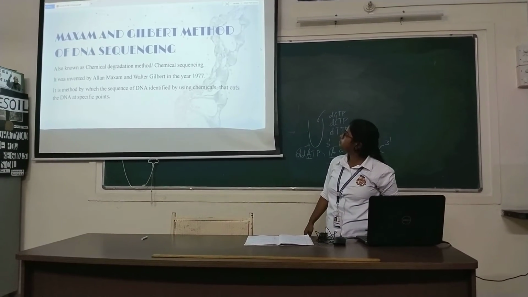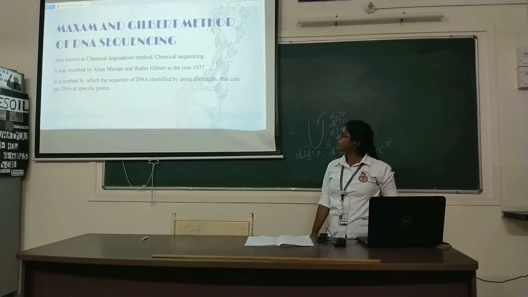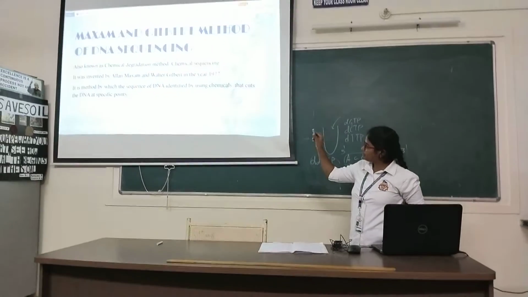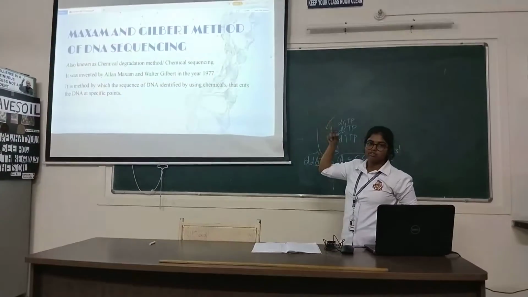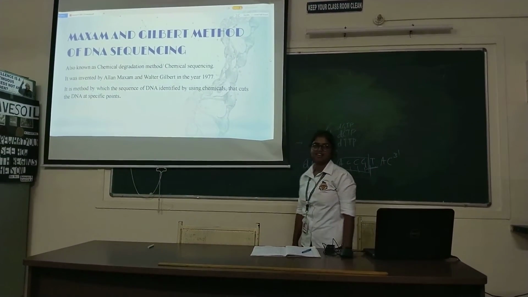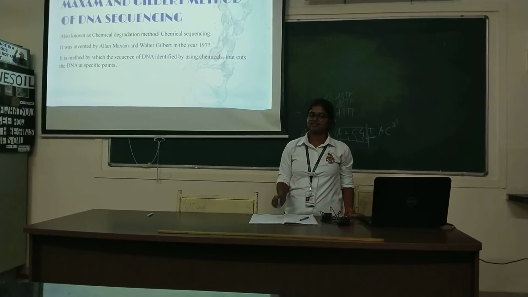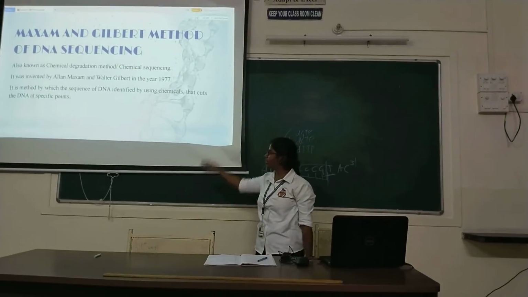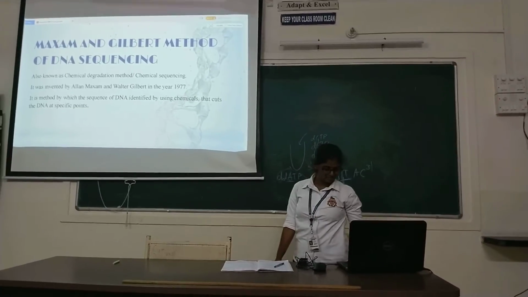Then Maxam and Gilbert method of DNA sequencing, also known as the chemical degradation method or chemical sequencing. Chemical degradation. Okay. Keep this in mind. What is the chemical? We are using chemicals here. For Sanger's method, what have we used? Enzymes. Here, chemicals. You have to make some differences between those two, because we have this as a part of the examination. It's very easy to remember.